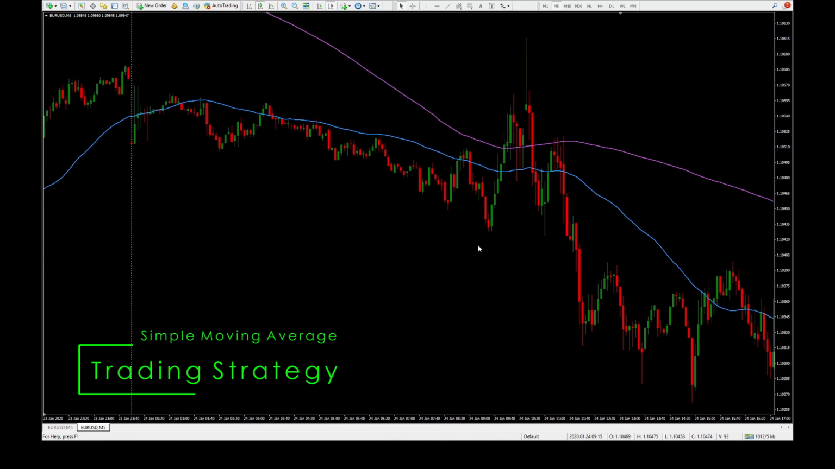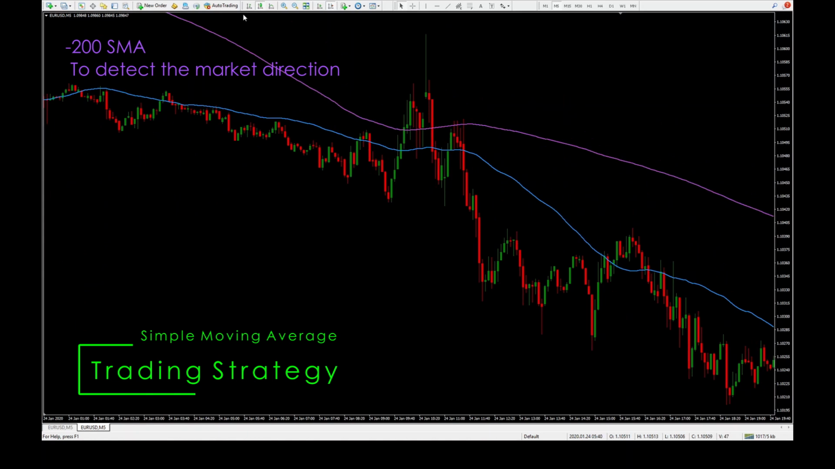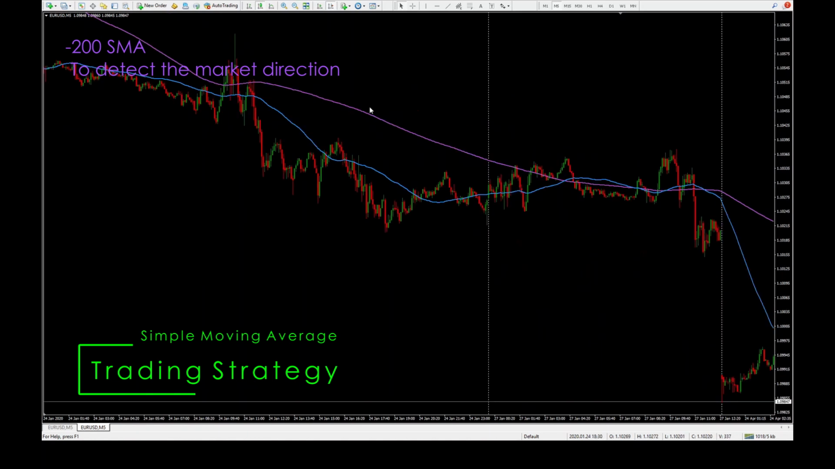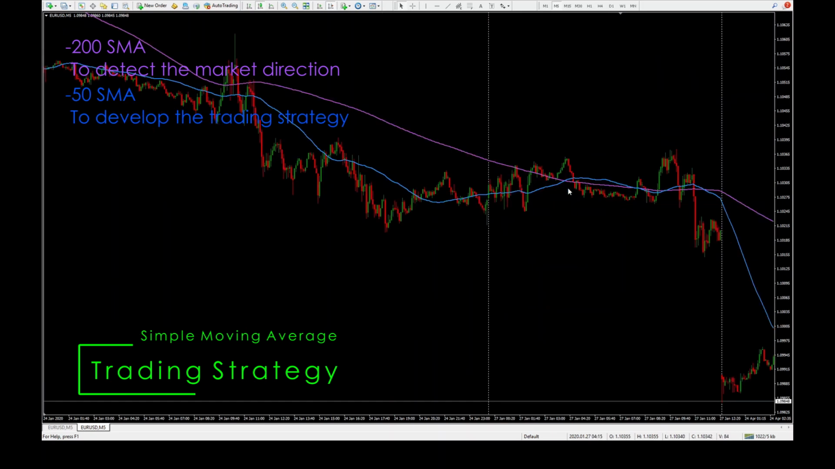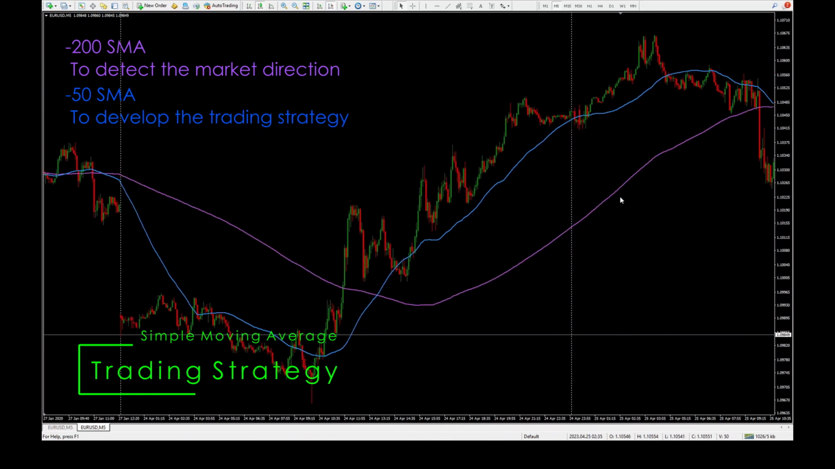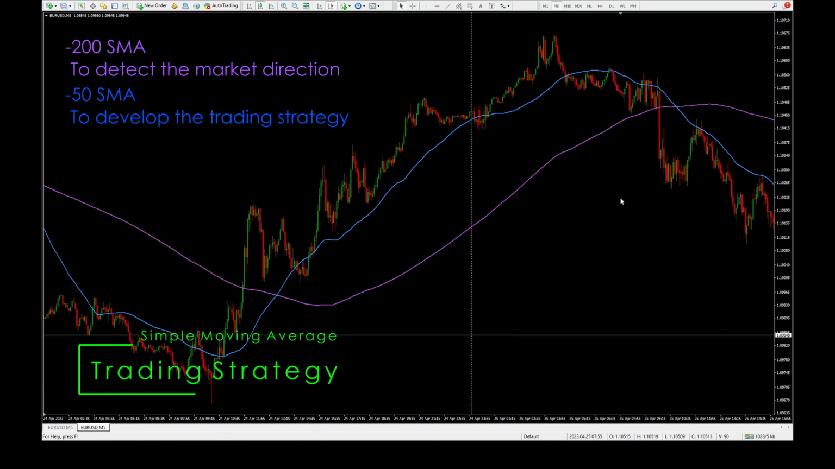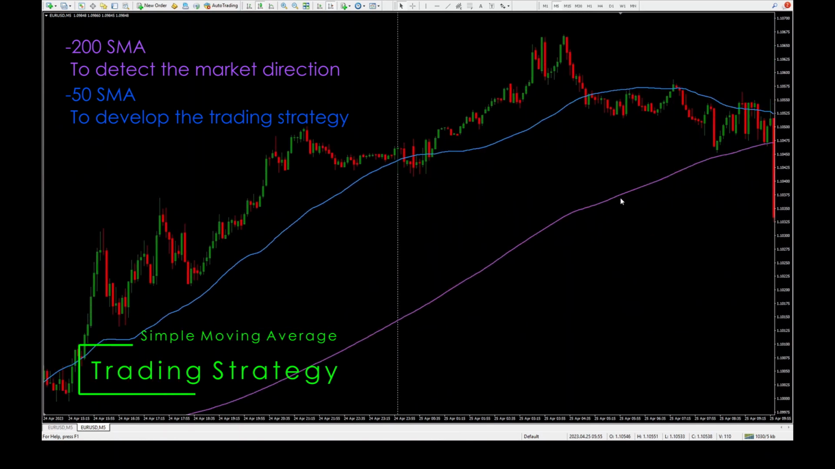To detect the market direction, we will be adding a 200 SMA in purple color to our chart. This will allow us to analyze the trend and make more informed trading decisions based on the direction of the market. In addition to the 200 SMA, we will also be adding a 50 SMA in blue color to our chart. This will help us develop a trading strategy based on the analysis of the 200 SMA, as we can use the 50 SMA to identify potential entry and exit points for our trades.